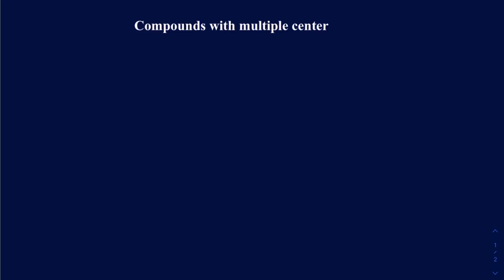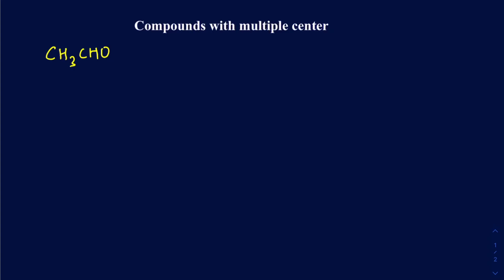In this video, we're going to draw the Lewis structures and predict the geometries of some compounds that have multiple central atoms. So let's take an example of CH3CHO. In this case, both of those carbons are going to be acting as the central atom.